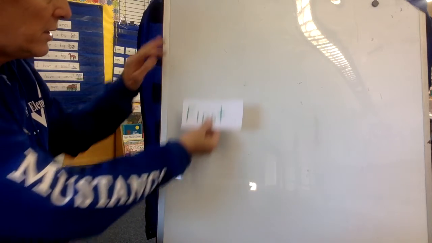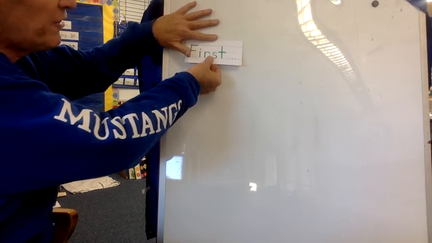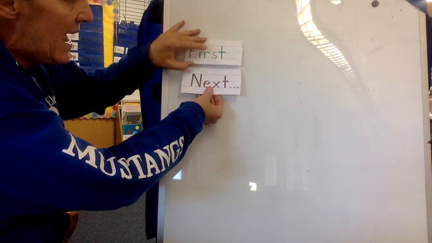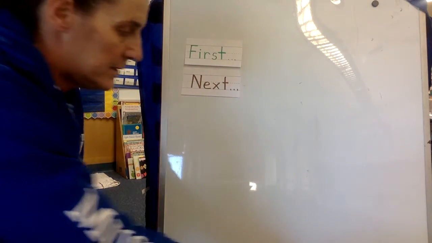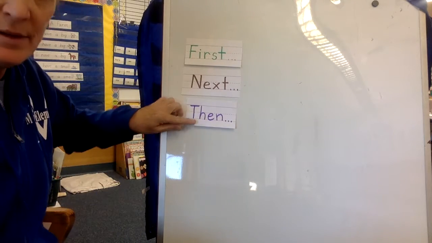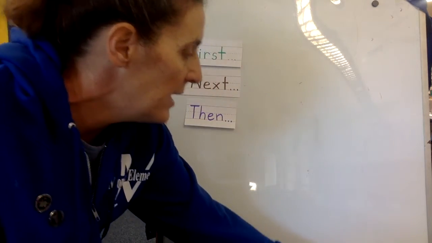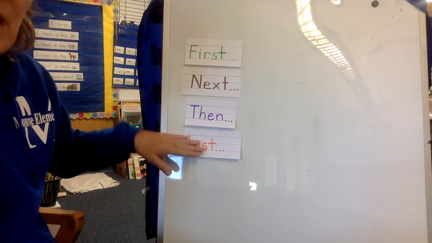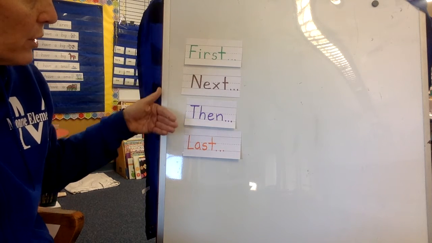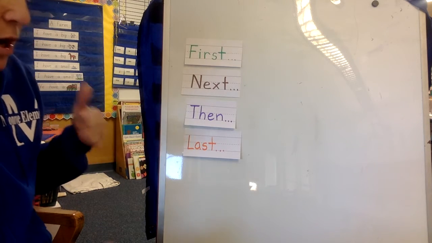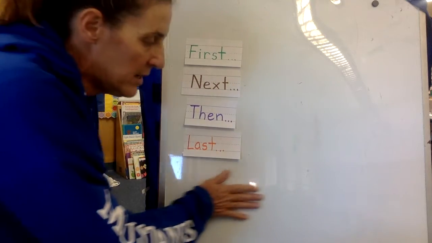Take a look over at the board. You're going to be using the word first. Everyone say first. Great. You'll use the word next. Say next. Awesome. You'll use the word then. Great. And you'll use the word last. So you can describe how something happens in order. First, next, then, last.